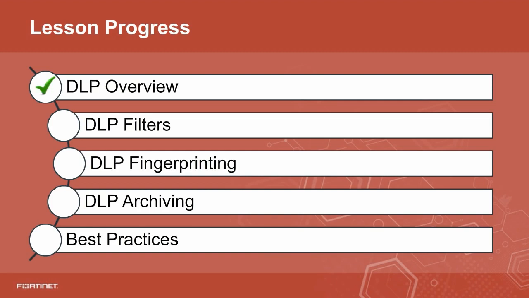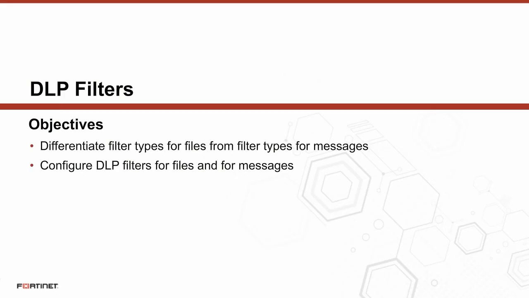Good job! You now understand the basics of DLP. Next, you'll learn about DLP filters. After completing this section, you should be able to differentiate filter types for files from filter types for messages, and configure DLP filters for files and for messages. By demonstrating competence in knowing when to use DLP and how to configure DLP filters, you will be able to enforce DLP in your network.